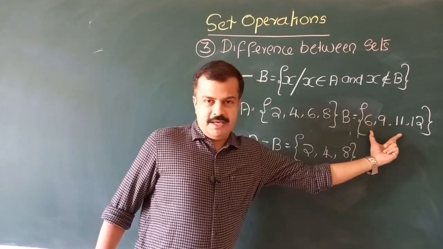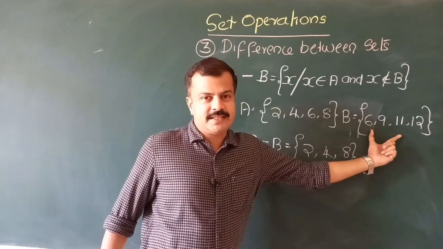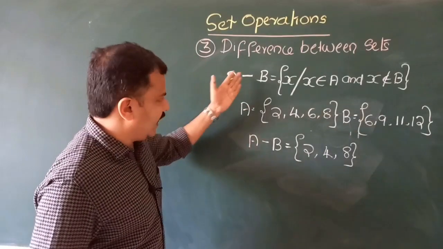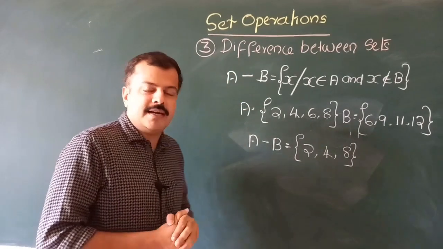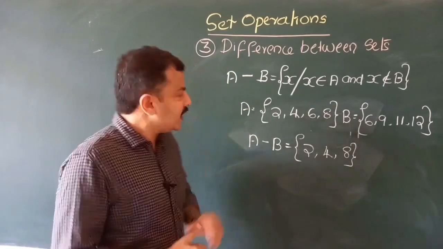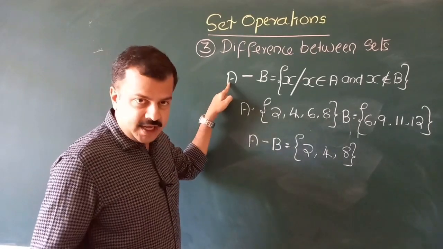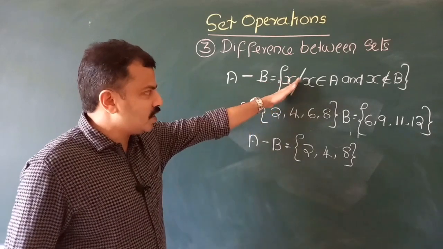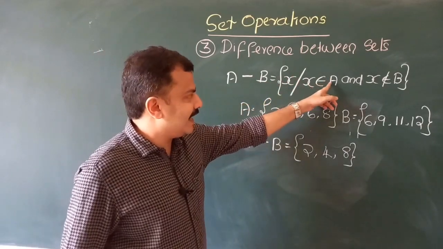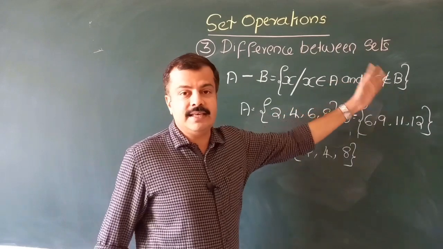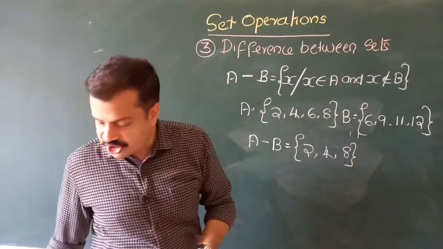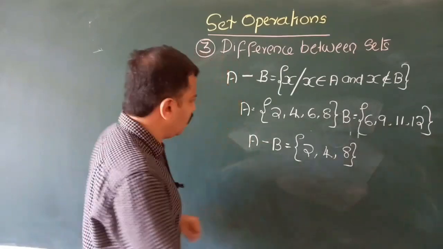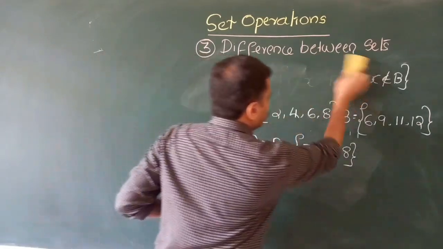So A minus B, or the difference between two sets, can be explained in this way. Given the two sets A and B, A minus B consists of all those elements that belong to the set A but do not belong to set B. In our description example, it's a set of all X such that X is an element in A and X is not an element in set B. So that's the difference between sets, which is our third set operation.